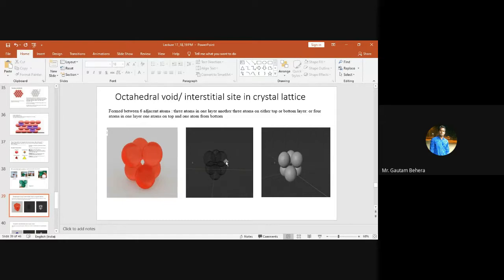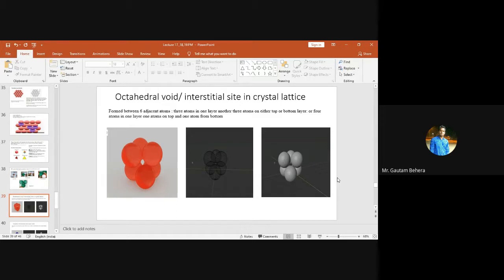The same picture is shown over here. This is one layer of 3 atoms, and 3 atoms in this layer. So this will form an octahedral void. The same picture again: this is one layer of 3 atoms, and this is another layer of 3 atoms at the bottom, forming an octahedral void. So an octahedral void always forms between 6 adjacent atoms. This is one situation. Basically, when I explain, you will see 4 atoms in one layer.